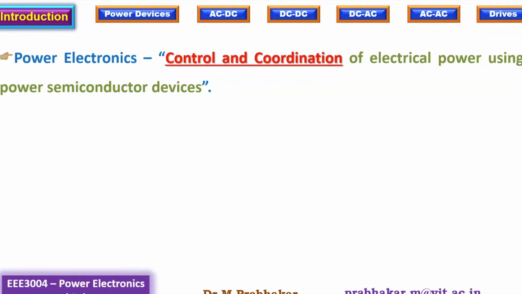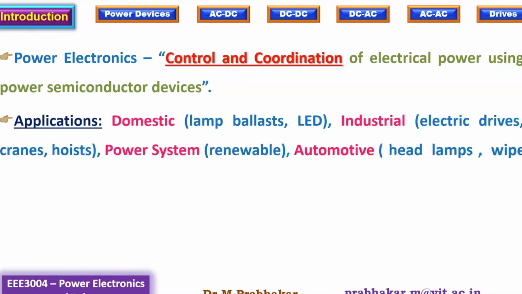Right? Fine. Now, what are the applications? Where are we going to use all these power processing, power semiconductor devices? I have mentioned four very generic, very broad applications. One is going to be domestic application, wherein the examples are put up in brackets. Lamp ballast is one, LED is another.